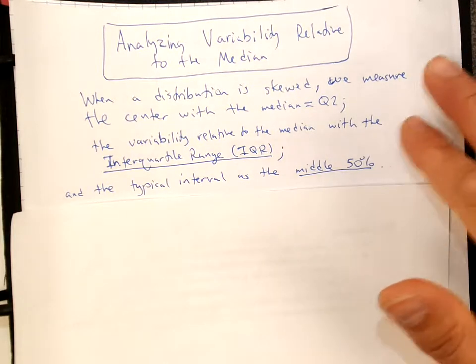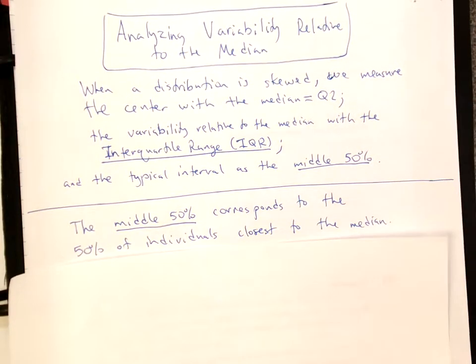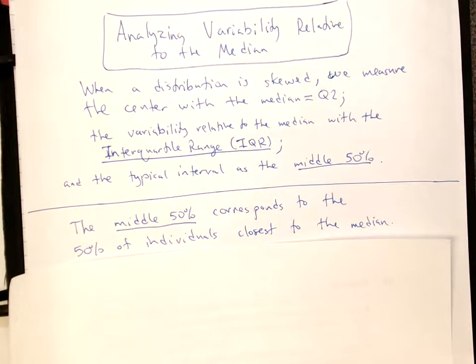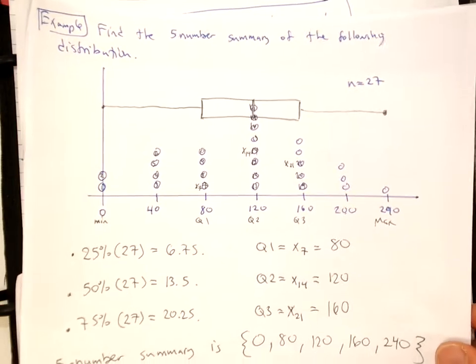So what does that all mean? First of all, the middle 50% corresponds to the 50% of individuals closest to the median, right? So the median is the middle of the distribution. So the 50% in the middle of the distribution is the 50% that are closest to the median. Let me just pull up a box plot from before. Here is, for example, a box plot from before.